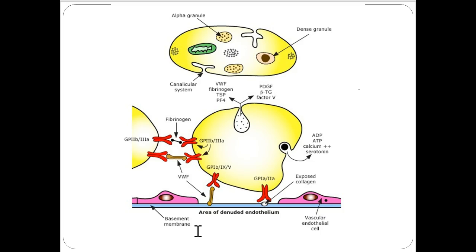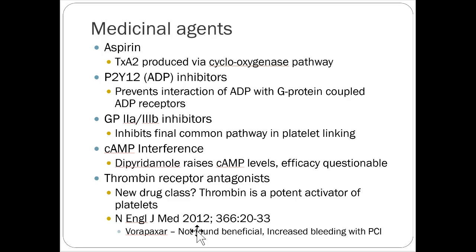This is just a diagram kind of explaining what I just talked about with the different receptors and the platelets. Okay, the different drugs we have to treat or to manipulate or stop this process from happening. Aspirin, the old standard, which is still the most commonly used antiplatelet agent out there.